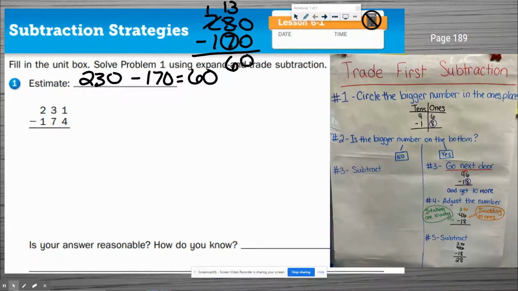Now that I know my estimate, I can go in and I can do my subtracting. So my first step is to circle the bigger number in the ones. The 4 is the bigger number, and it is in the bottom, so I'm going to go next door and get 10 more. I have 3 tens here, but I'm going to take one of those tens, and it's going to leave me with 2, and I'm going to add the ten to the ones place, so I have 11. 11 minus 4 is 7.